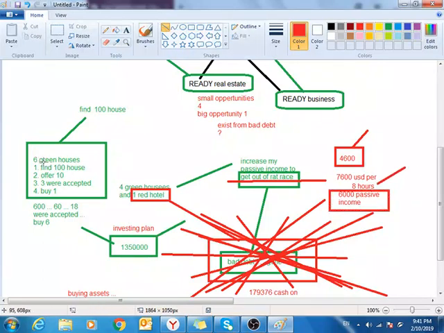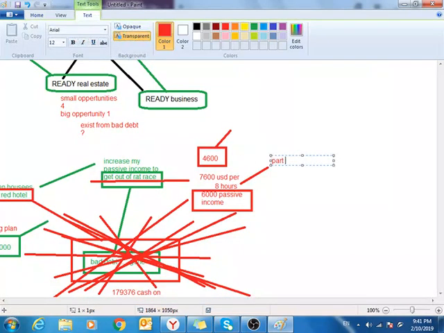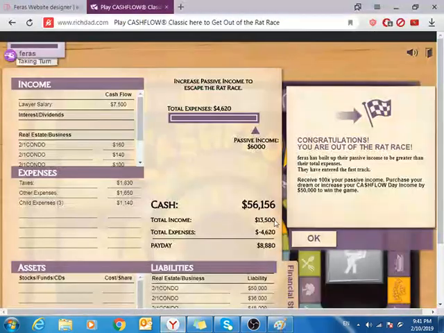What I did: I found 100 houses, I offered on 10, 3 were accepted, and I did buy one. I invested that time, you can call it part-time housing solution. And at some point you can say, okay, LLC, you can say these words.